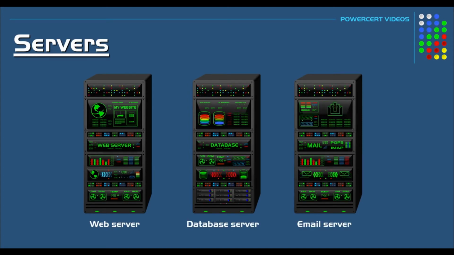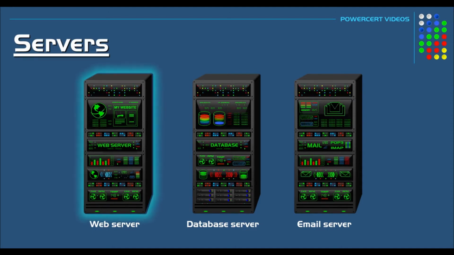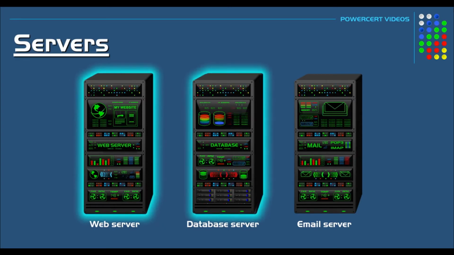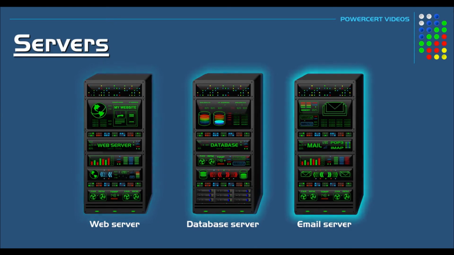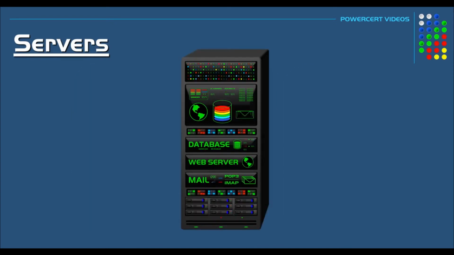A server could be dedicated to handle one of these services only, where you would have one server dedicated for a website, one server for data storage, and a server for email. This model is what larger organizations use. Or you can also set up a server to handle each of these services on the same machine, which is what typically happens in smaller organizations. Which setup is used depends on the needs of an organization.